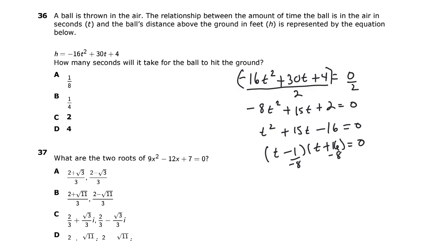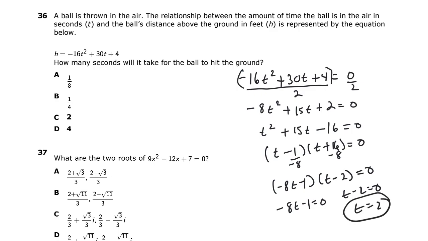So a negative divided by negative is positive. In this case, it's going to be negative 8 times t minus 1. And this is t minus 16 divided by negative 8 is 2. So we have negative 8 times t minus 1 equals 0. T minus 2 equals 0. So t equals 2. That's going to be the answer. And this one, because that's going to give us a negative answer. So the answer is C.